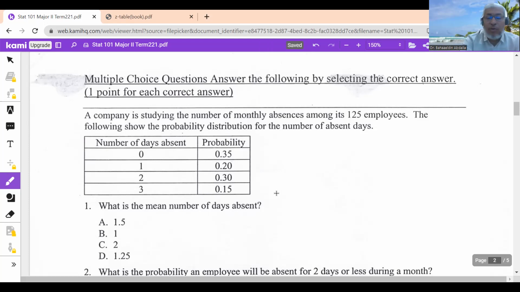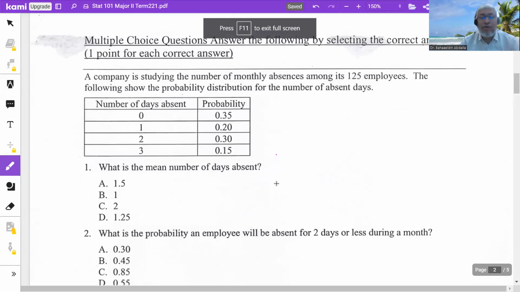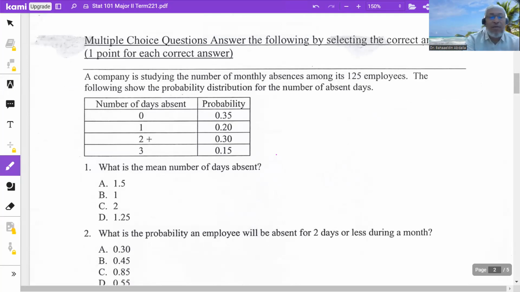The following shows the probability distribution for the number of absent days. So we have here the number of days absent and the probability of each number. For example, if absent 1 day, the probability is 0.20. The probability that an employee will be absent 3 days, for example, is 0.15. What is the mean number of days absent?